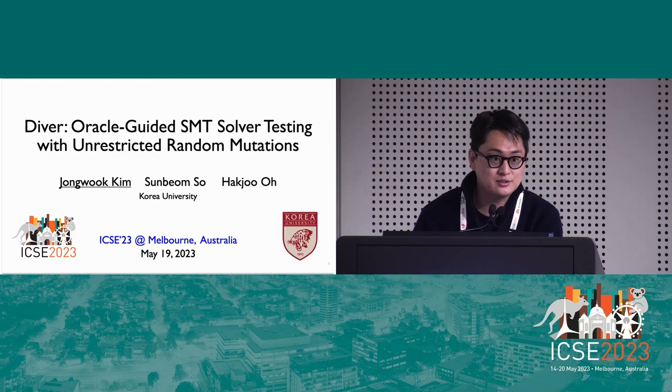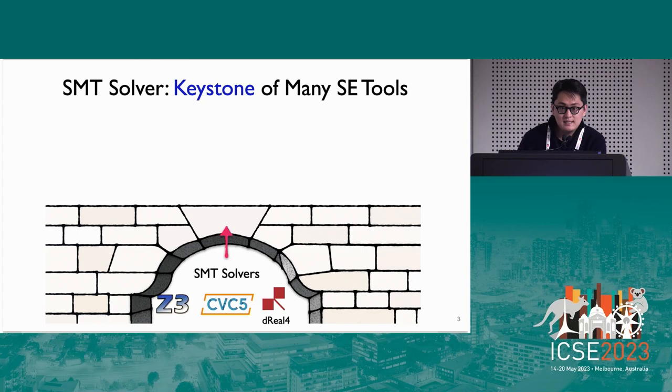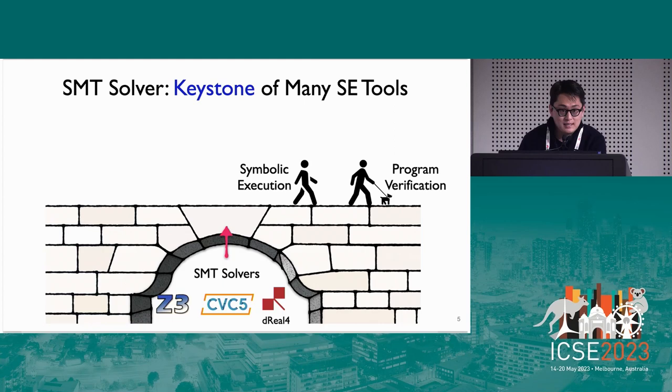As you all may know, an SMT solver is software for deciding the satisfiability of a formula in first-order logic. In this slide, you can see a simple example of how an SMT solver works. If there exists an assignment which makes the given formula true, the SMT solver returns sat with a model. These SMT solvers are used as a keystone of many software engineering tools, such as program verification, symbolic execution, program repair, and program synthesis.